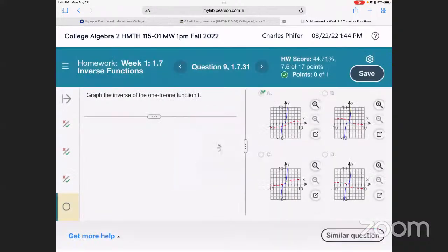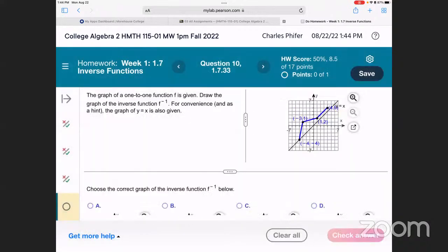Okay, I think we can get another one in there. The graph of a one-to-one function is shown. Draw the graph of the inverse function, and the graph of y equals x is also given. Here's an example where we're given the ordered pairs. So we have (-4, -4), (-3, 1), and so on.